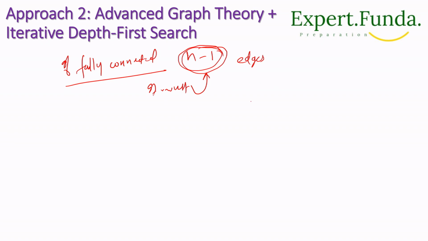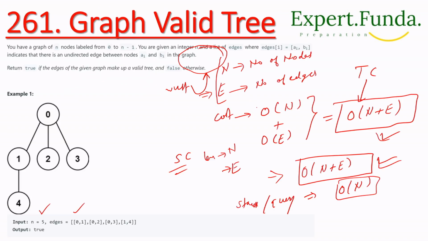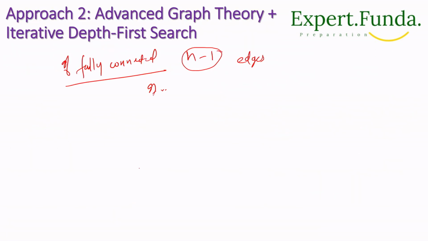Because here we have a total of 5 nodes given, so how many edges should it be? Let's count: 1, 2, 3, 4. It's n minus 1, which is 4 edges we have here. See, 1, 2, 3 and 4, right? So that's why it can't possibly contain a cycle and therefore must be a tree.